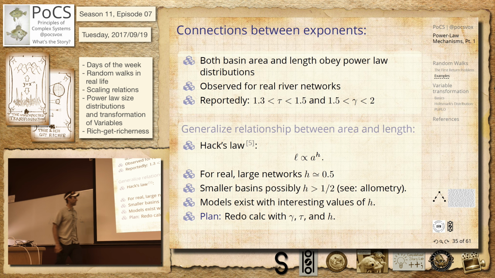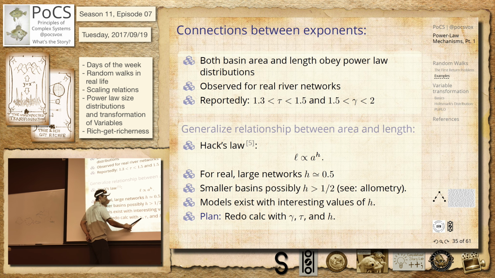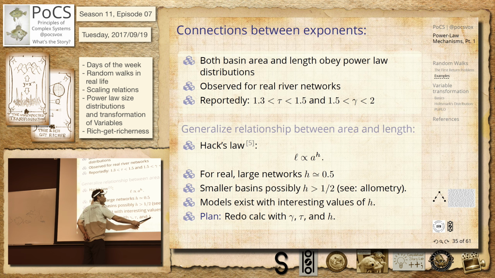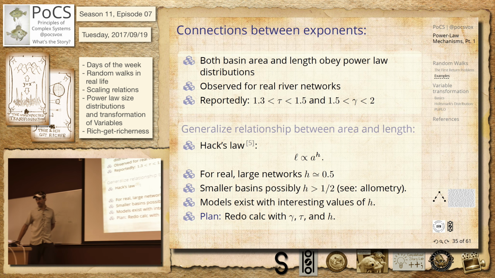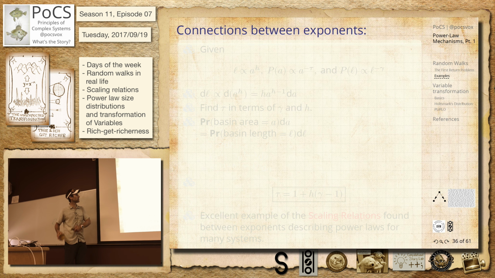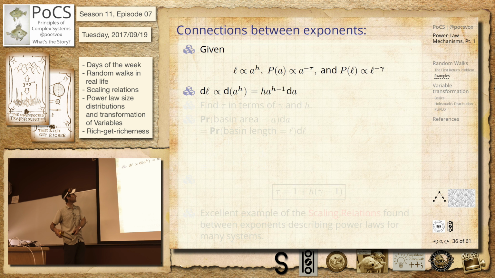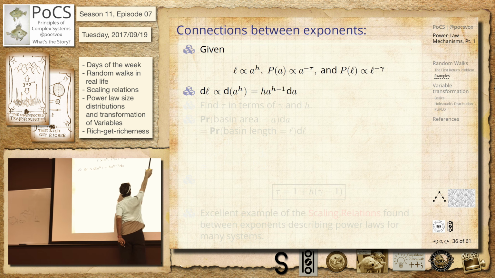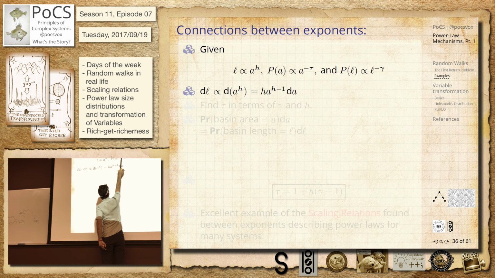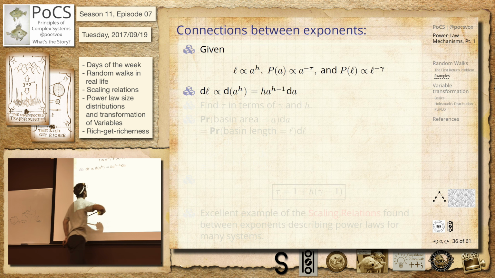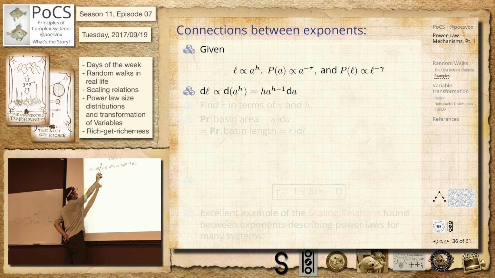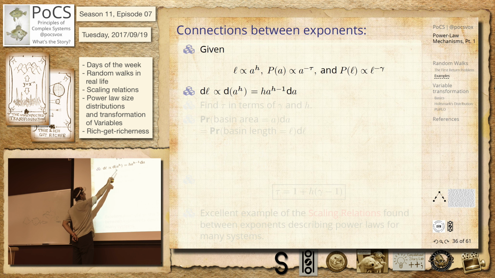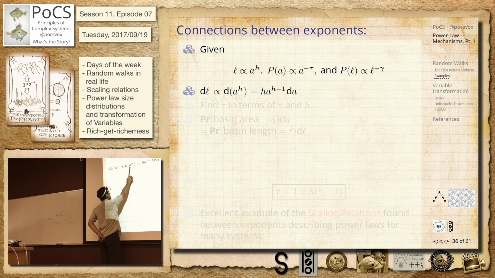So we're going to just redo the calculation. We'll have these three exponents: gamma, which is for length, tau, which is for area, and h, for this Hack's law thing, which is the relationship between length and area. If you go back, you can see this is exactly the same thing. We know this one. We have this connection, we want to find this in terms of them. So we know the probability of length, we know the connection between length and area, we want the probability of area. So we have to do this dl dA thing again. Instead of 2/3, we just put h.